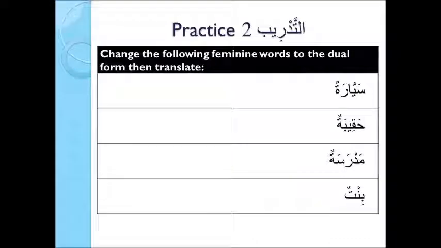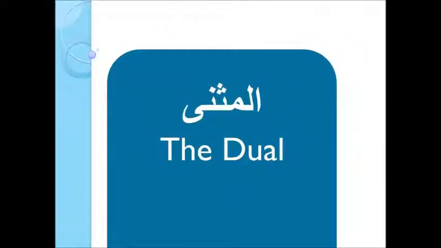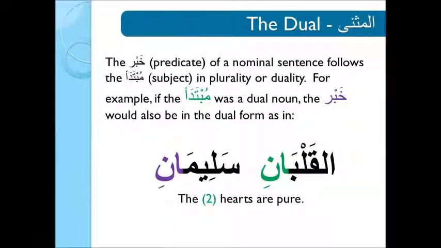التدريب الثاني. Change the following feminine words to the dual form and then translate. المثنى. The خبر, predicate of a nominal sentence, follows the مبتدا, subject, in plurality or duality.